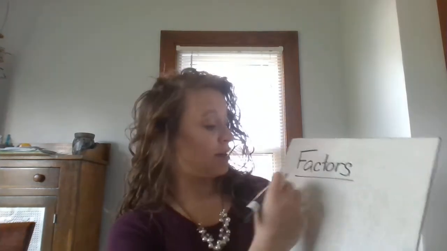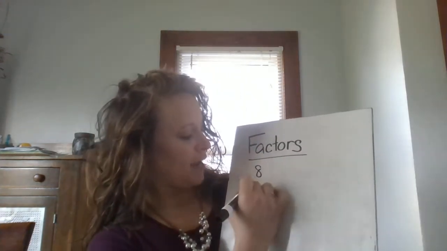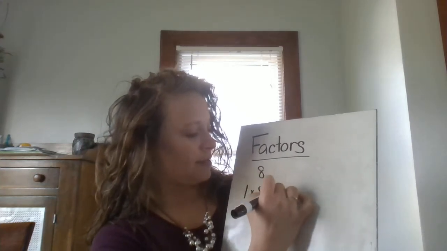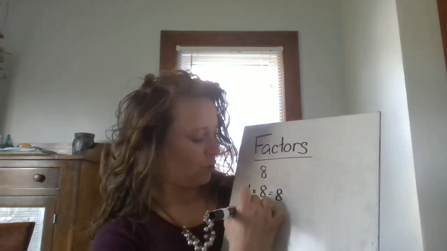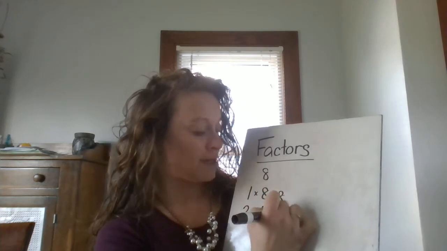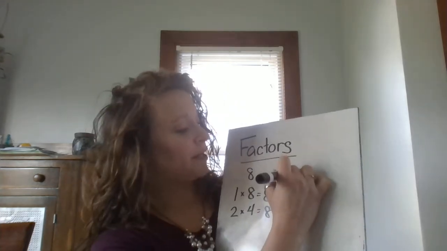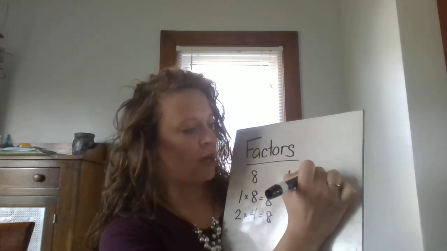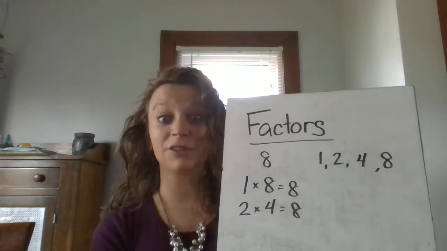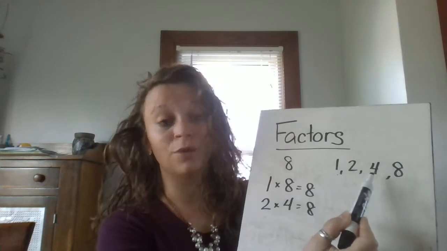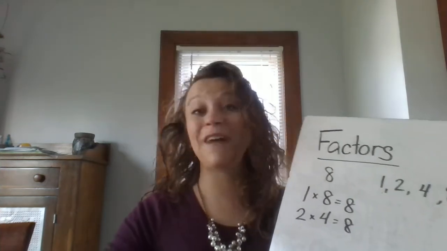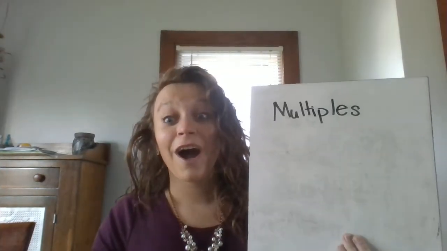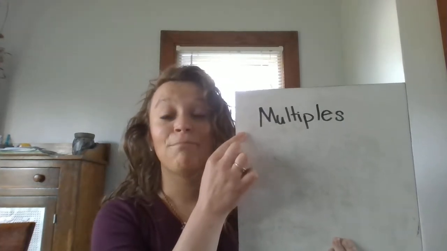So if we were looking for the factors of 8, we would say 1 times 8 is 8. 2 times 4 is 8. Remember, a lot of times in class we would write it as 1 times 8, 2 times 4. We would say, what are the factors of 8? Well, they are 1 and 2 and 4 and 8. So that is factor.